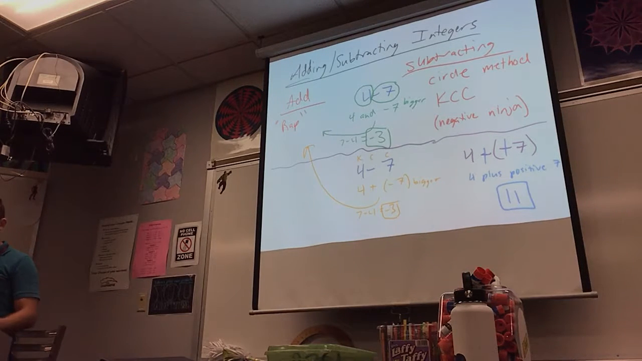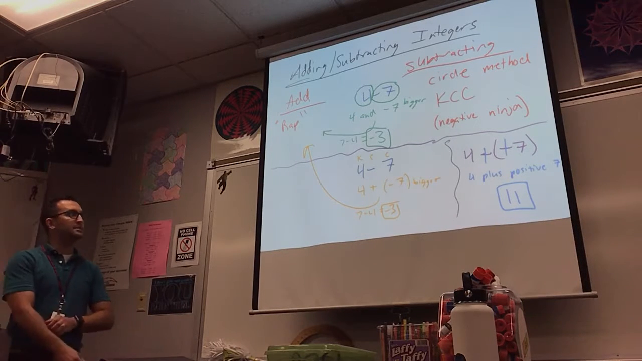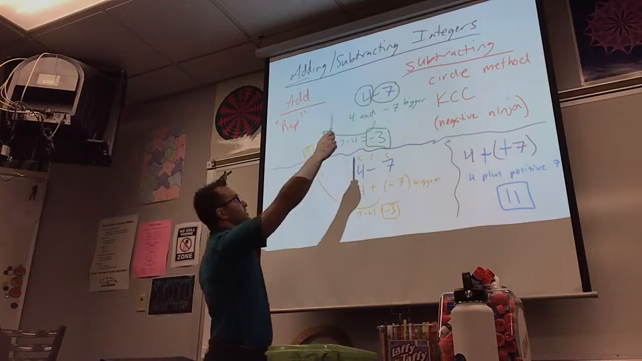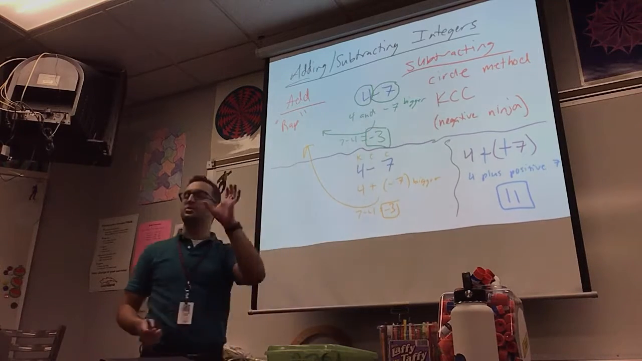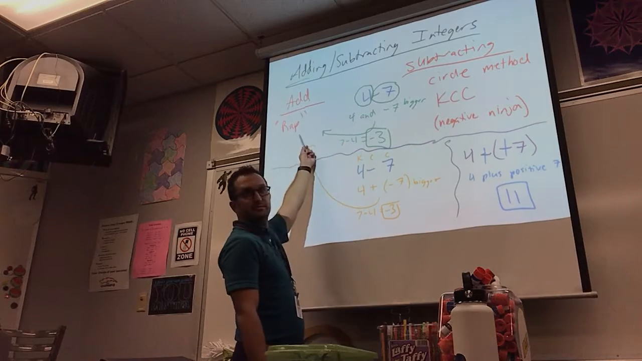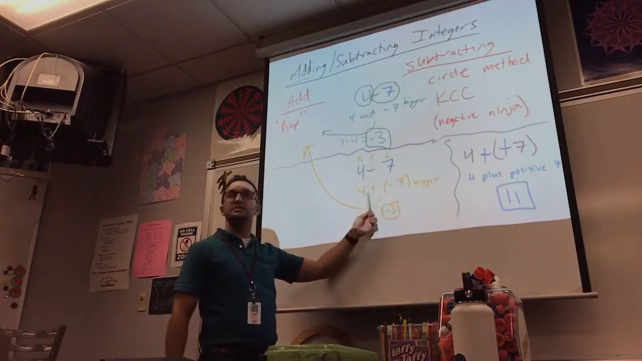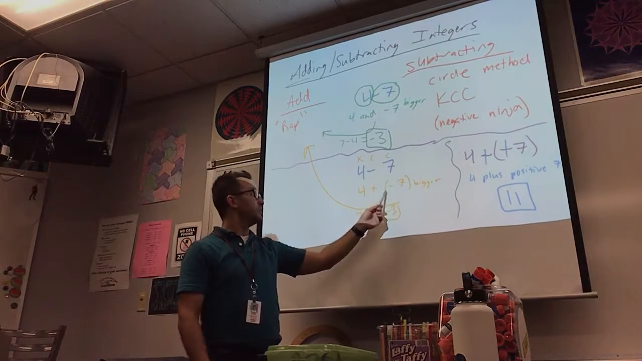So those are the techniques we've talked about. The circle method takes a subtraction sign and makes it into a negative sign, and then we use the wrap. With keep, change, change, we rewrite the problem using addition. KCC.